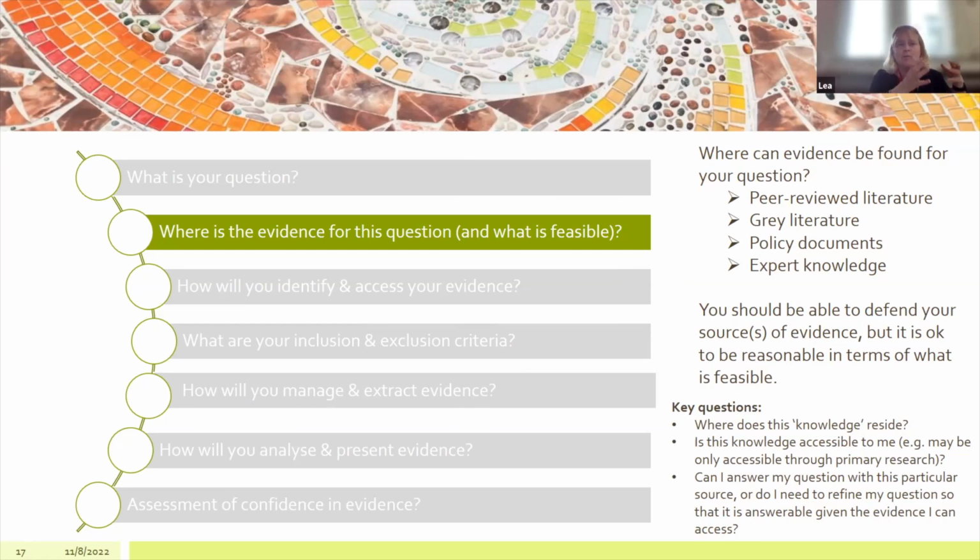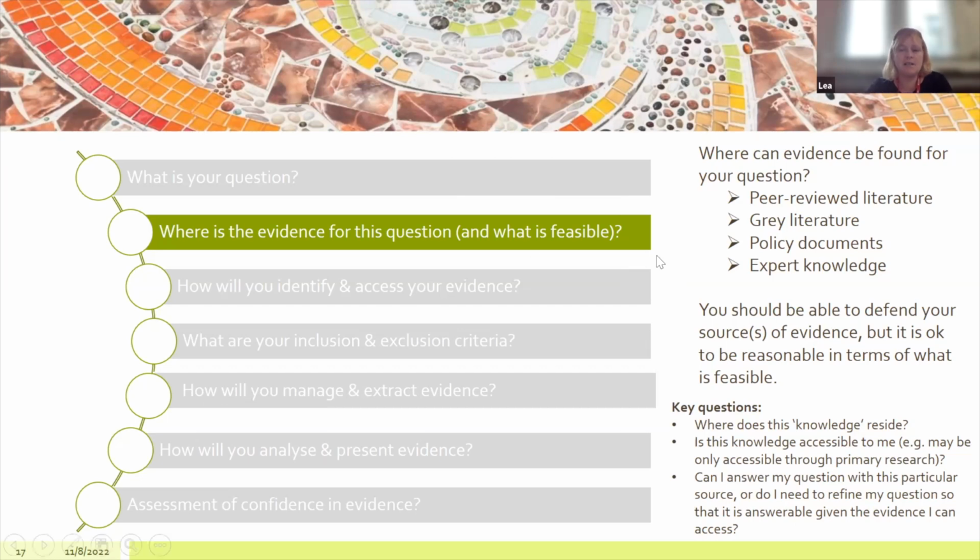So here we're just going to be looking at this evidence. As long as you're clear, you admit to the bias, and when you interpret your results, you're honest about the implications of that bias, it's okay not to look at every single gray literature document or not to go into expert knowledge, but you have to recognize those biases and limitations in your work and justify your sources.